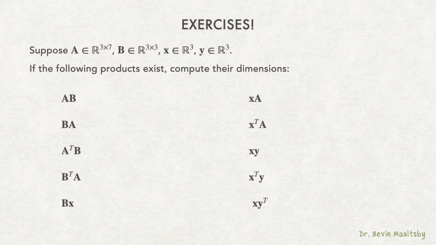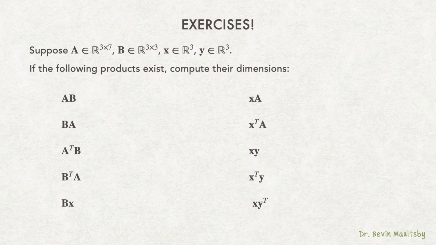Let's do some more exercises. For these 10 expressions, what I would like for you to do is imagine that A is a 3 by 7 matrix, B is a 3 by 3 matrix, X is in R3, Y is in R3. Some of what I've written down here might not make dimensional sense. So if that's the case, just write DNE for does not exist. Otherwise, provide the dimensions that we would get after computing the matrix product. At this moment, pause and work through these 10, and then I will present the solutions.